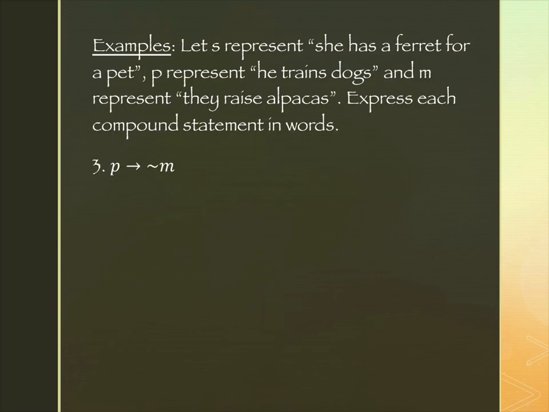Okay. What we're going to do next is we're going to do like we did last time. We're going to start with symbols and we're going to write the words. And then we're going to take words and we're going to go back and write symbols. Okay? So we have a couple of descriptive phrases here, statements. We've got S is she has a ferret for a pet. We have P is he trains dogs. And then we have M is they raise alpacas.